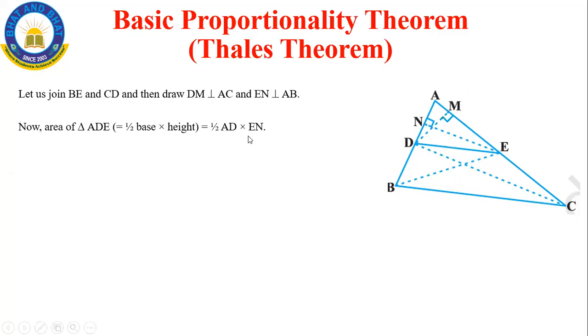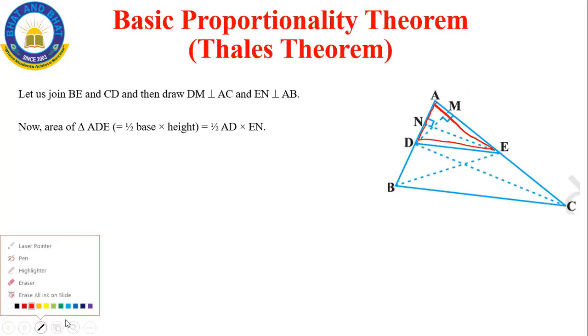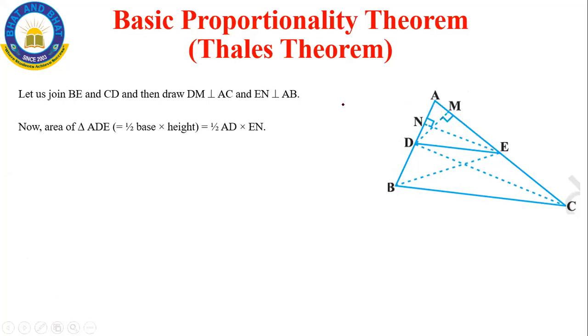So now I will calculate the areas. I will consider triangle ADE. Observe, students, I will highlight which part I am considering. I am considering this small part, triangle ADE. I will redraw it. So what is the formula for the area of a triangle? Area of a triangle is half into base into height.